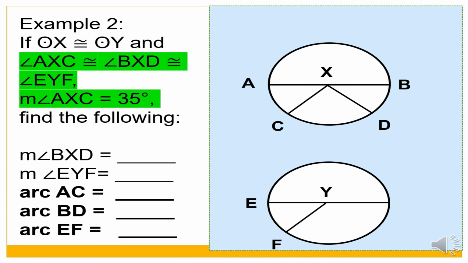Let's try example number 2. Using the same circle X and circle Y, if circle X is congruent to circle Y and angle AXC is congruent to angle BXD and congruent to angle EYF in circle Y, then the measure of angle AXC is equal to 35 degrees. Then we have to find the following measures. Again, angle AXC measures 35 degrees. What will be the measure of angle BXD? The measure of angle BXD is also 35 degrees.